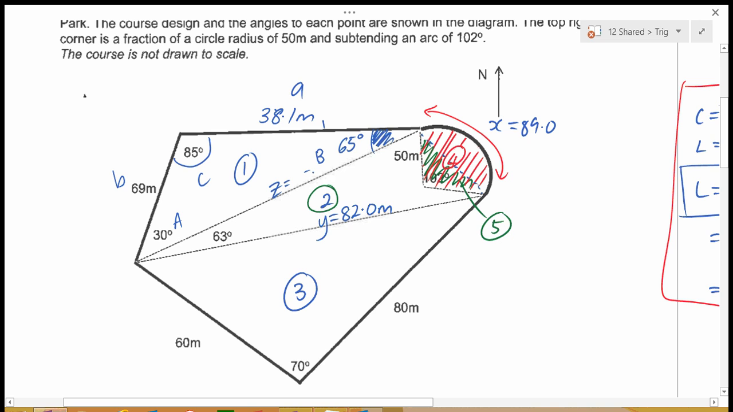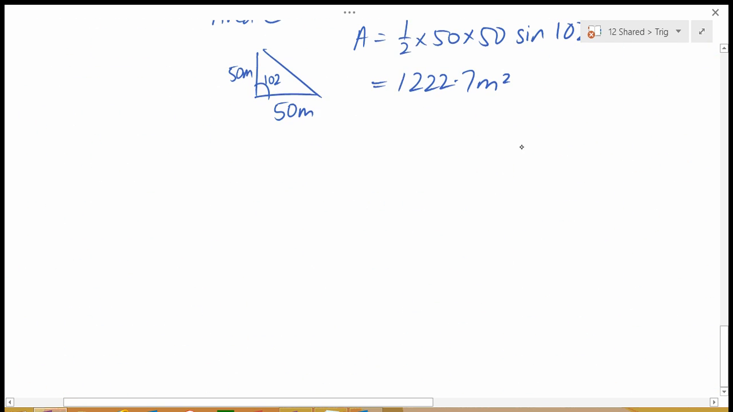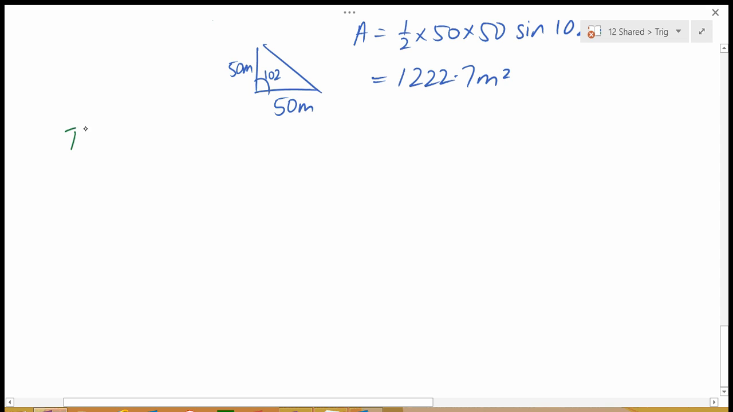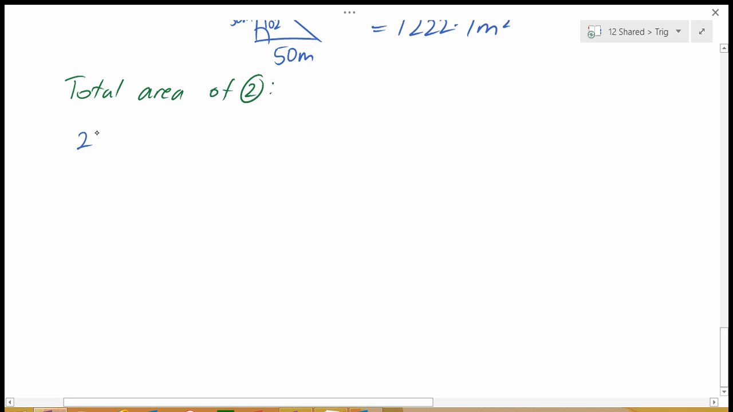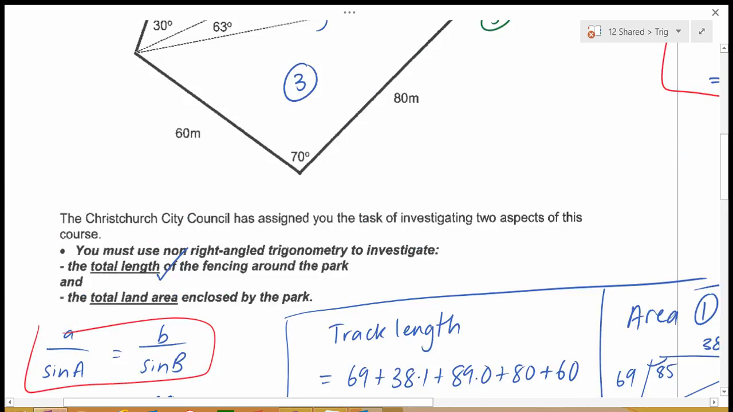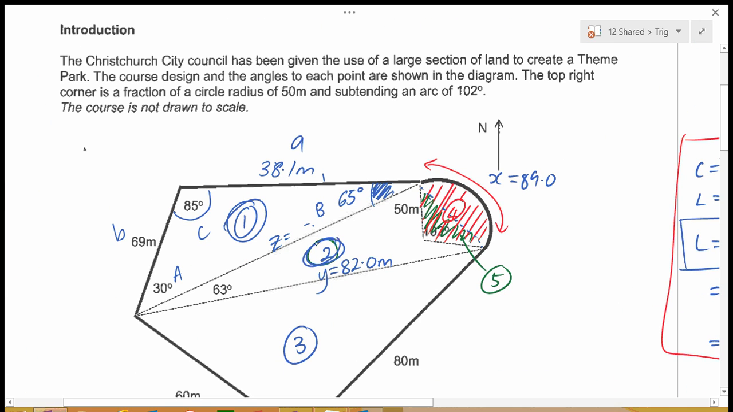If you recap, up here we want to add area of 2 and area of 4 together, and then we want to take away area of 5. So let's put that together. Total area of 2 is going to be 2769.1 for the big triangle, plus the sector, which is 2225.3, and then take away the triangle, which is 1222.7, and so that's going to give us 3771.7 meters squared.